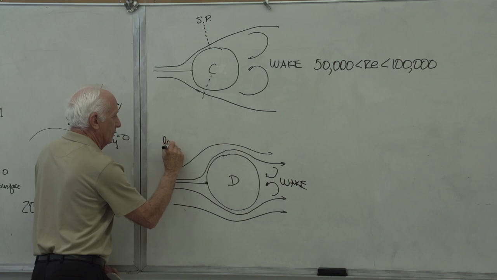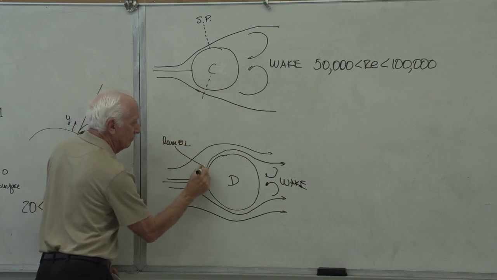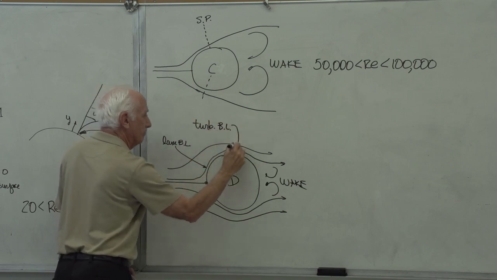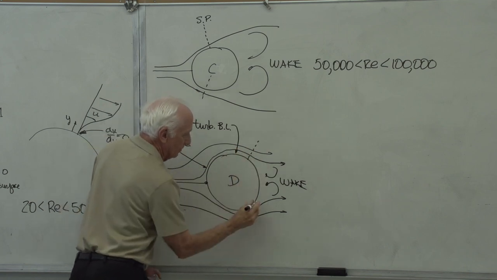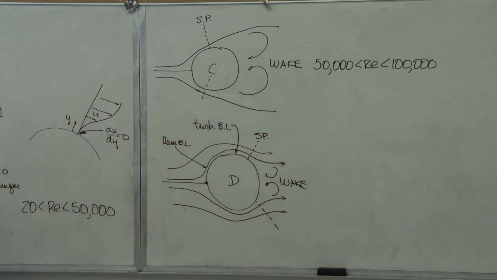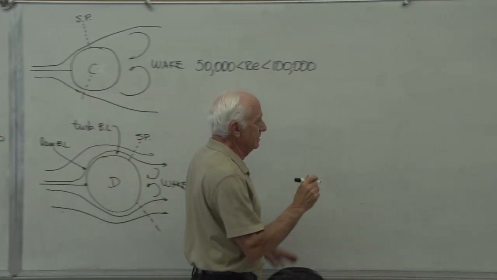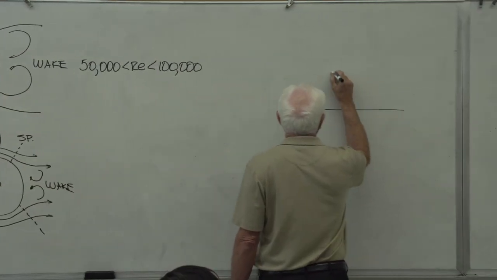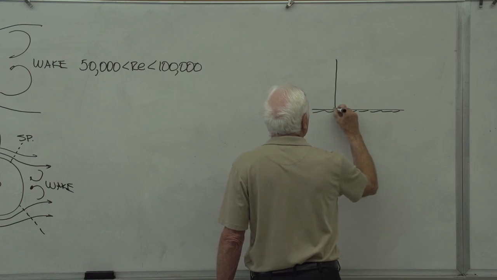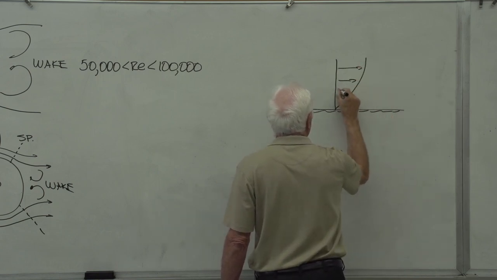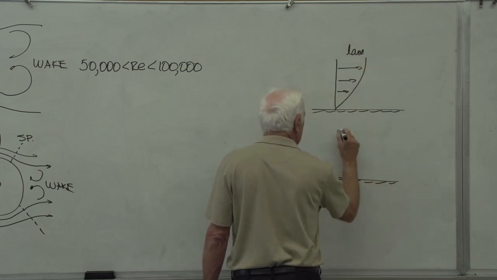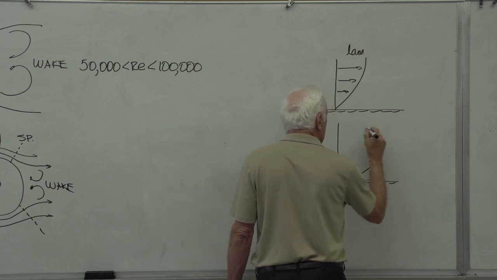This is a laminar boundary layer. This is the turbulent boundary layer. This is now the separation point. So because the flow transited to turbulence, it sticks to the surface better. Why is that? Well, here's a laminar velocity profile. Here's a typical turbulent velocity profile.